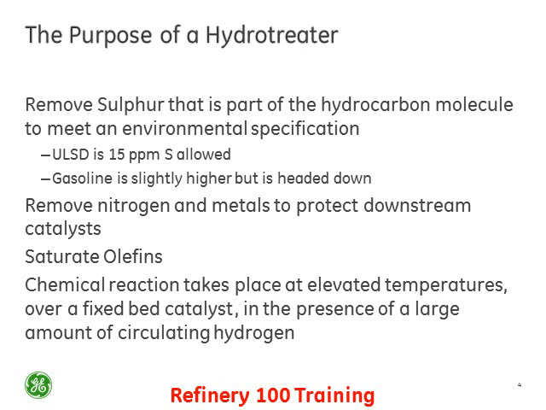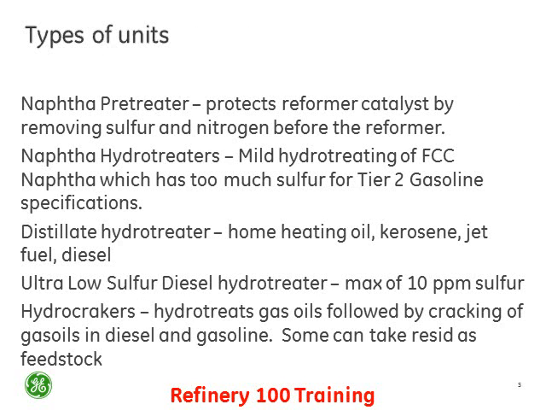Other purposes of a hydrotreater are to remove nitrogen and metals to protect downstream catalysts, typically a reformer catalyst, and to saturate the olefins in a particular stock. The way this happens is a chemical reaction takes place at elevated temperatures over a fixed bed catalyst, typically in the presence of a large amount of excess circulating hydrogen, hence the name hydrotreater. Hydrotreaters use a variety of feedstocks, and each hydrotreater is typically dedicated to one or at most two feedstocks.